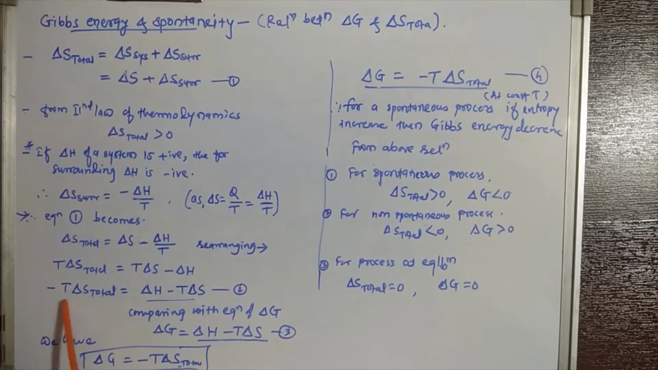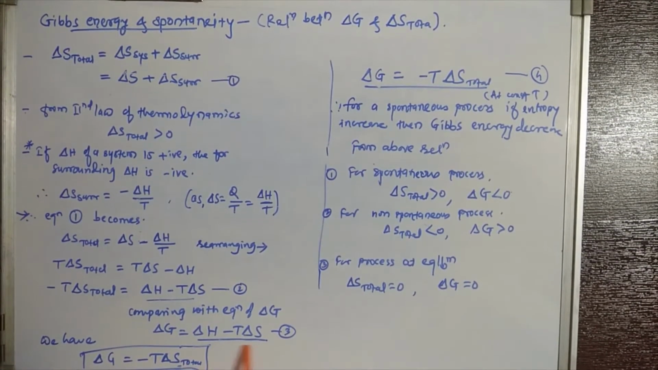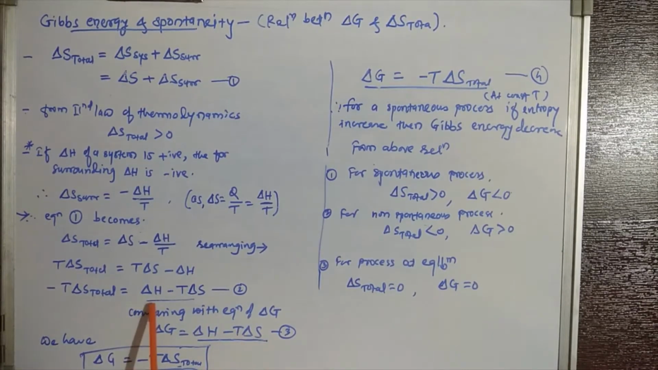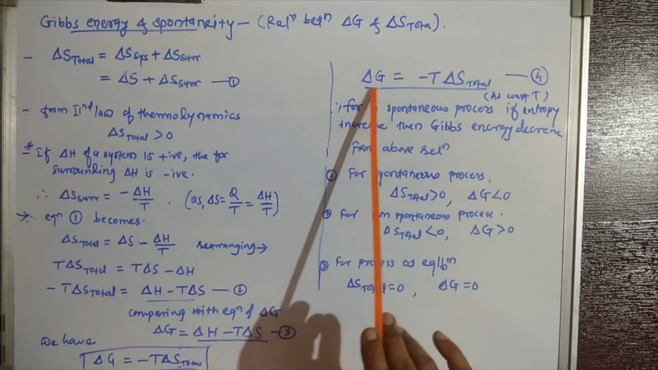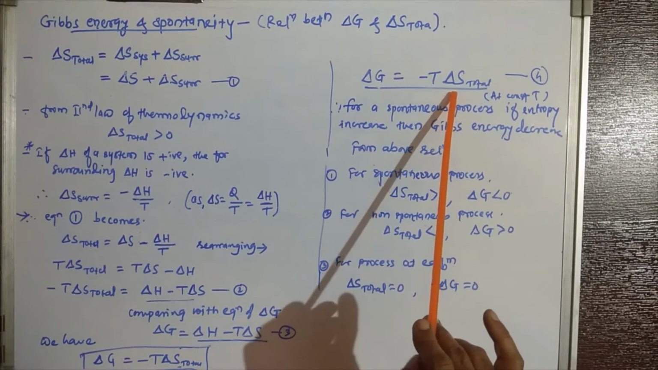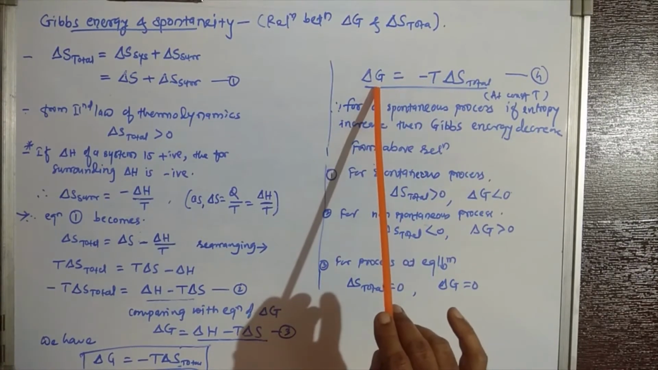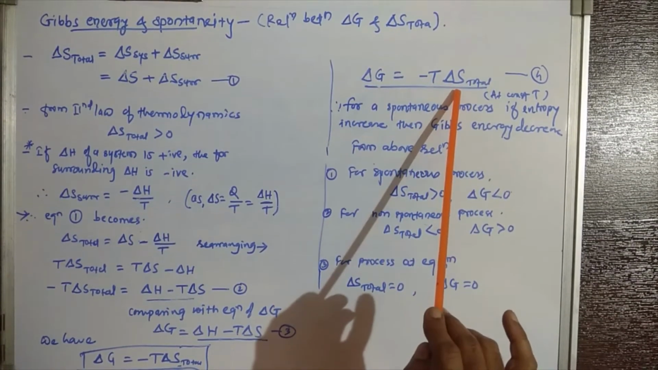Okay, so this is the equation we have just deduced here, and this is the equation of the previous point, the equation for the change in Gibbs energy, which is equal to delta H minus T delta S, and this is equal to the RHS of the second equation, right? So LHS must be equal, delta G is equal to minus T delta S total. So this is the relation between delta G and delta S. Keep in mind, this is the relation between delta G and delta S.